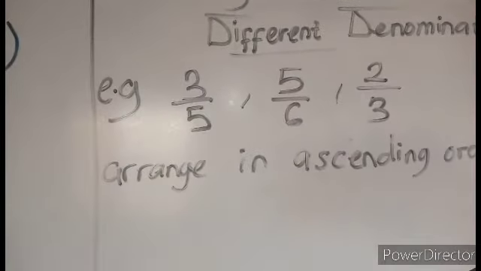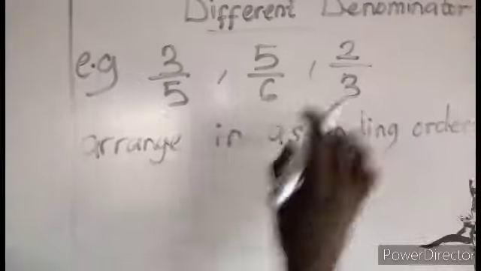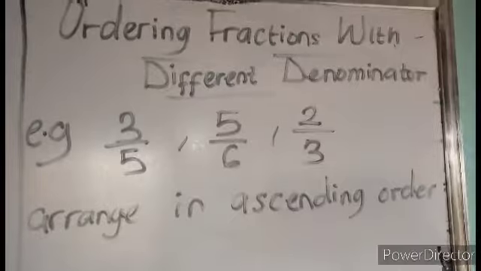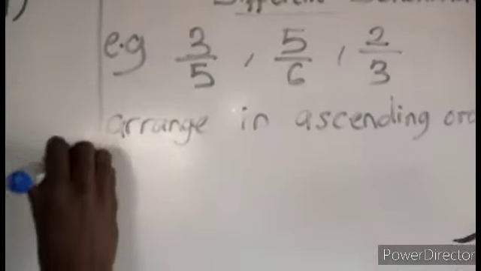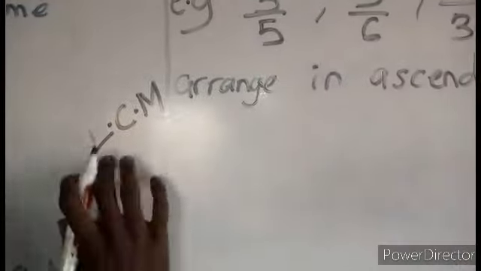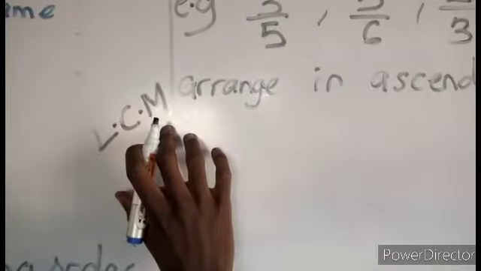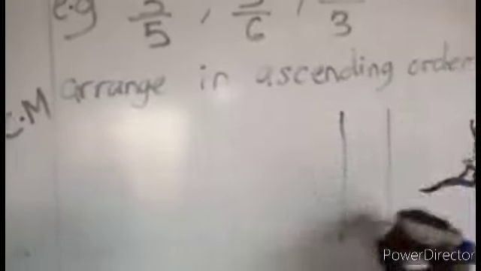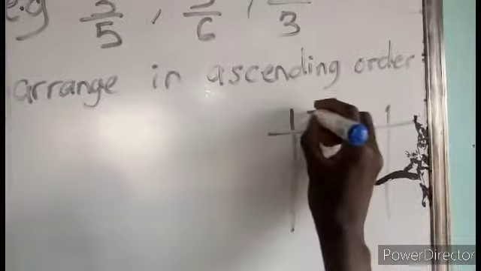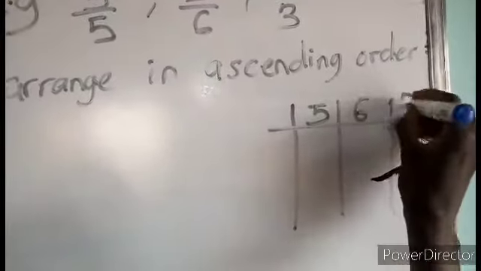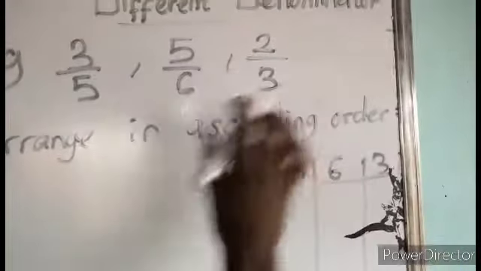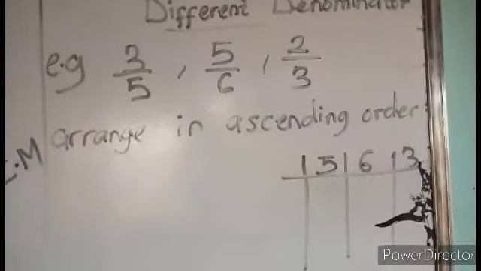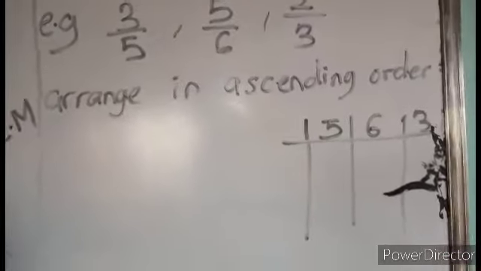Now, as our first step, write out the denominators. We are going to be looking out for the LCM. What do I call it? LCM. That is the lowest common multiple. So in doing that, we'll be having 5, 6, and 3 as the denominators whose LCM we want. The first thing you do is what? Find the LCM of the denominators.